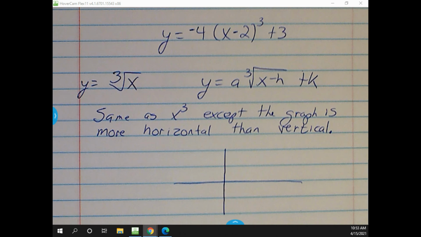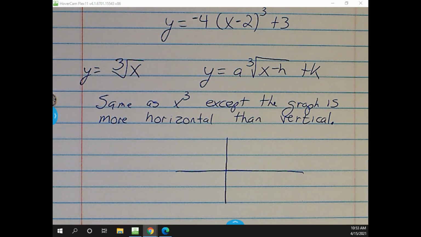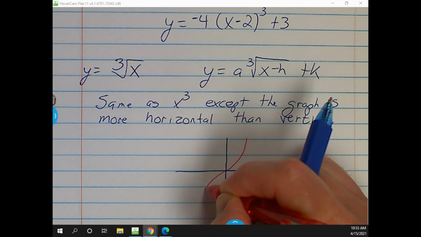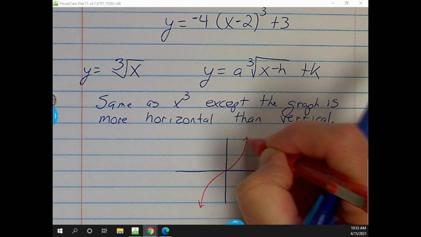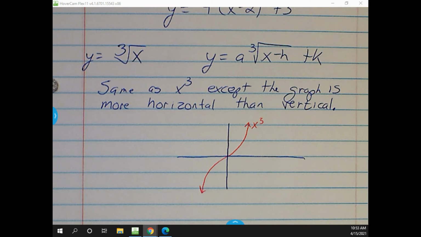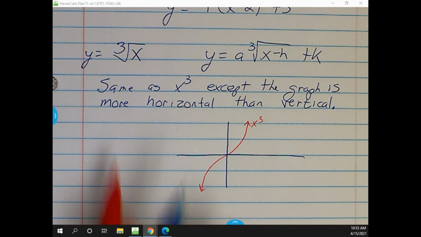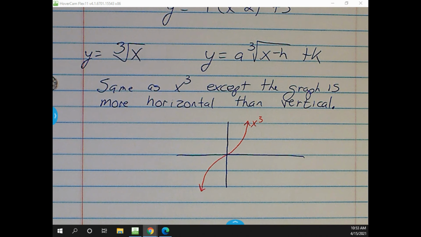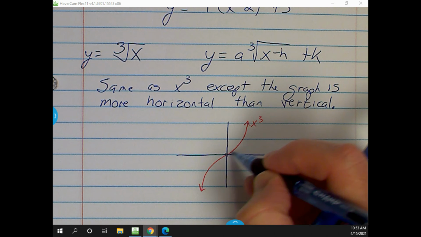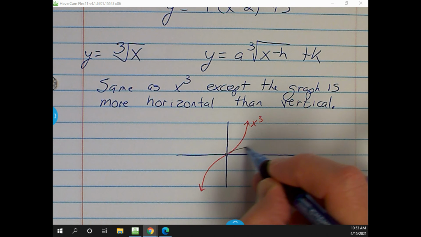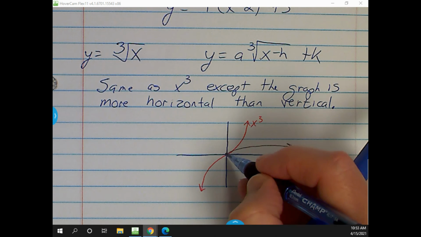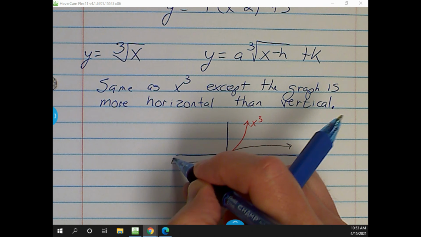If we were going to graph this one, if we were doing x to the third, we were just saying a minute ago that x to the third looks something like this. Okay, if we were doing the cube root of x, it's the exact same graph, but you still start here at 0, 0. Instead of going up, you go off to the right this way. And instead of going down, you go more to the left. So it's more like that.